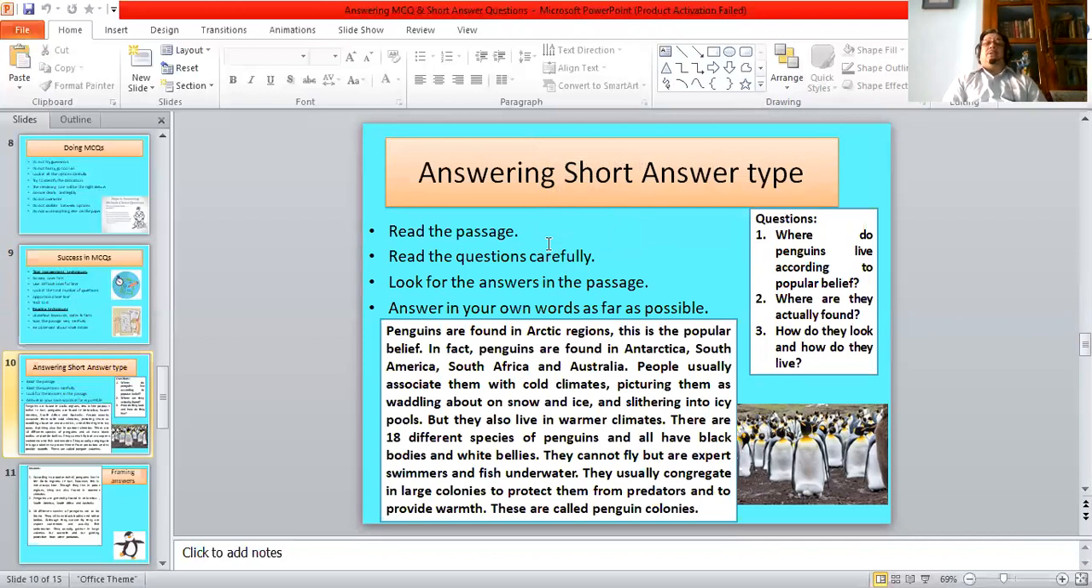Now, the short answer type questions. How do we answer these short answer type questions, and what are they in the first place? Well, I have already talked about them. Let me read a little more about them.